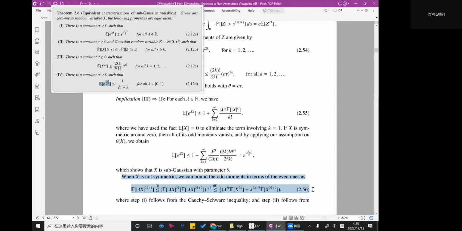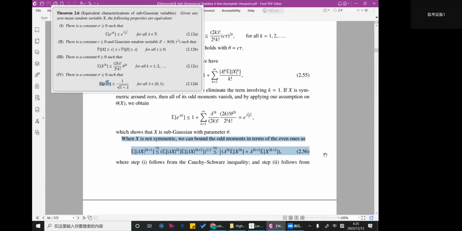This is important and can provide us with some intuitions for different circumstances. If x is not symmetric, the odd moments of x are not 0, so how can we derive the conclusion? Here it gives you a very important trick, the Cauchy-Schwarz inequality. The author writes the odd order like 2k plus 1 and uses the Cauchy-Schwarz inequality like this.